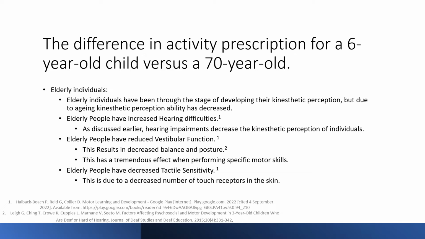Now, because of the hardening of the cells in the vestibular apparatus, there's also a reduced vestibular function. This results in decreased balance and posture, and has a tremendous effect when performing specific motor skills. Thirdly, elderly people have decreased tactile sensitivity. This is due to a decrease in the number of touch receptors in the skin.